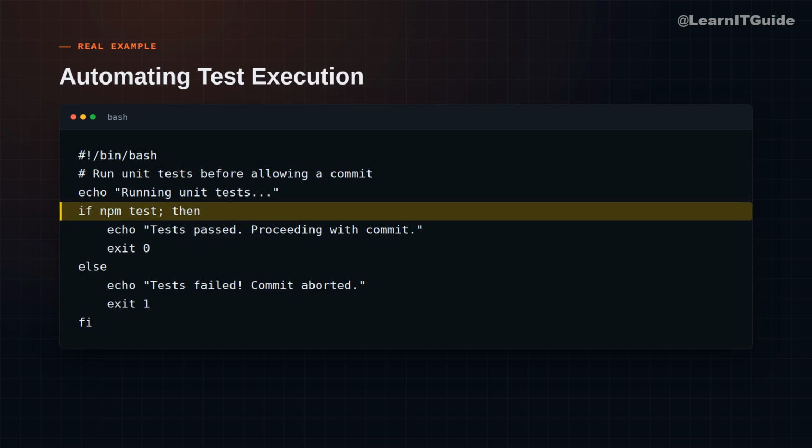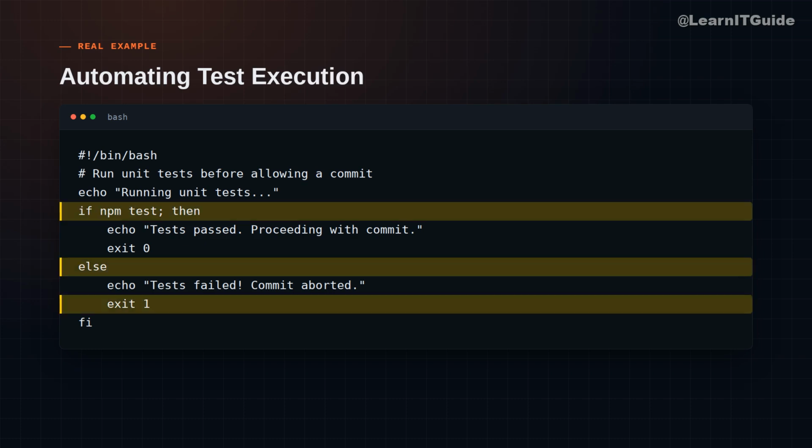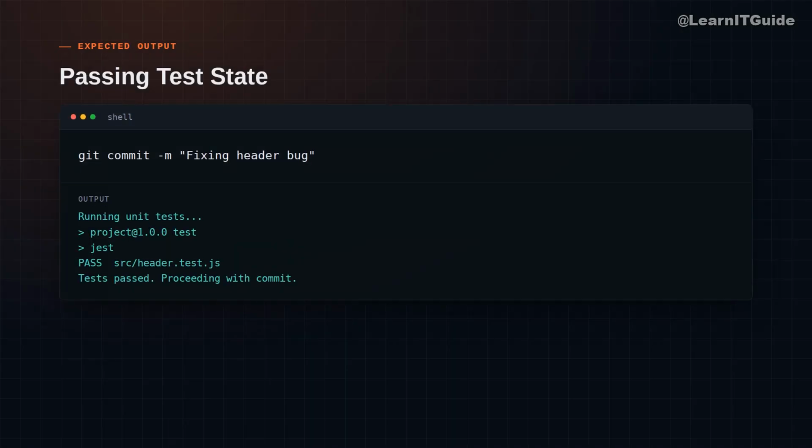Notice we call the npm test command here. If the test suite returns a non-zero exit code, the hook aborts the commit. This ensures that every single commit in your repository is guaranteed to be in a passing state. This is exactly how elite teams maintain high velocity without breaking builds. When your tests pass, the output clearly shows the test runner's success. Git then proceeds to complete the commit. This provides immediate, automated feedback to the developer, saving hours of debugging later.